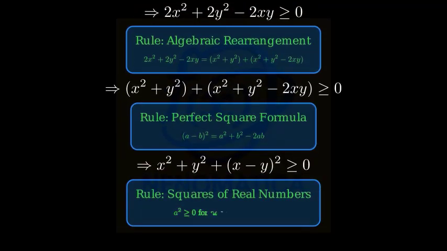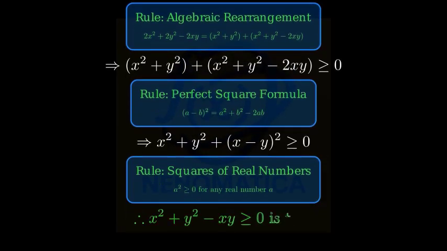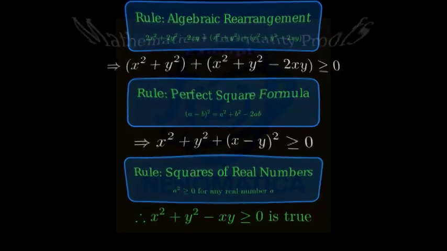Now, we have a sum of three perfect squares: x squared, y squared, and (x minus y) squared. Since squares of real numbers are always non-negative, the sum of these three terms must always be greater than or equal to 0. This proves our inequality.